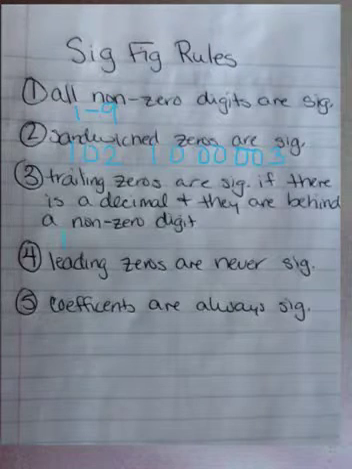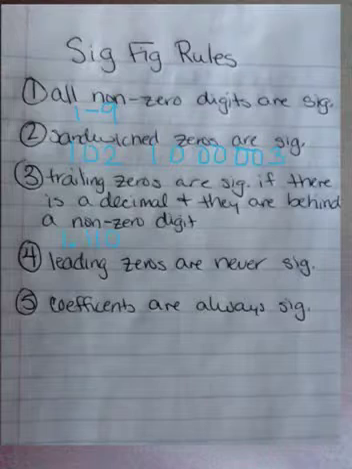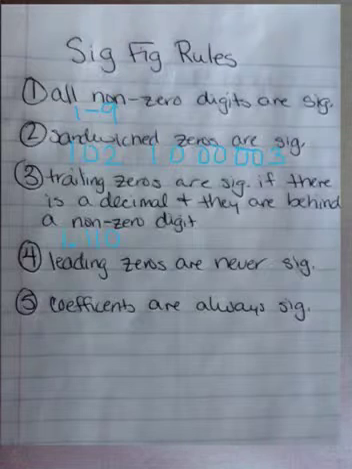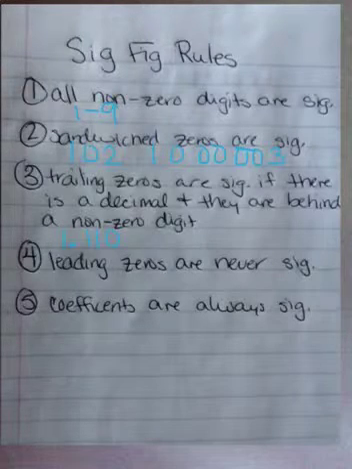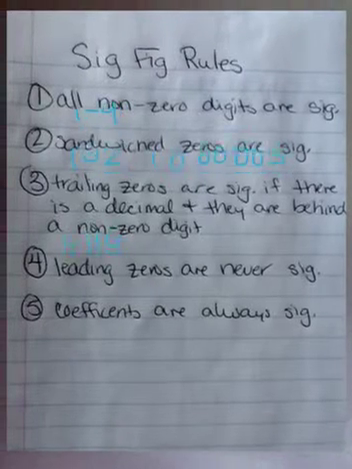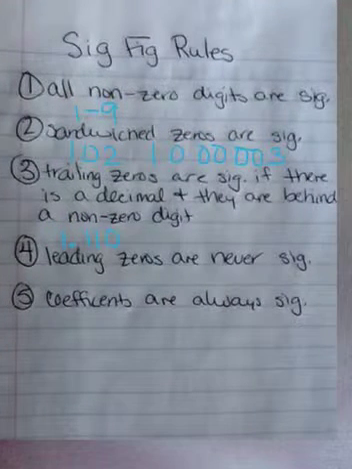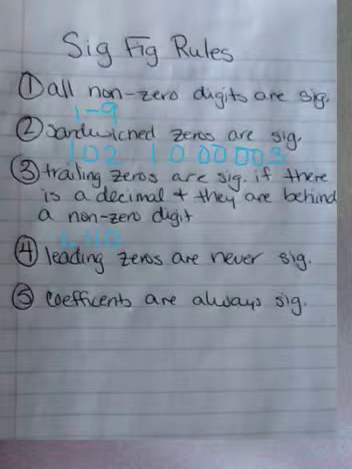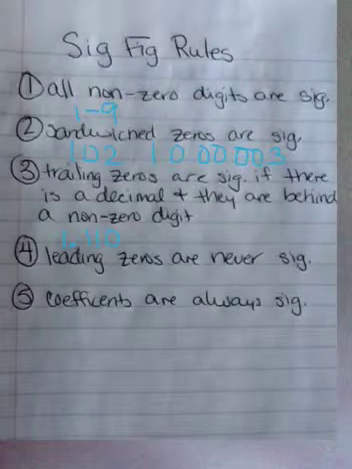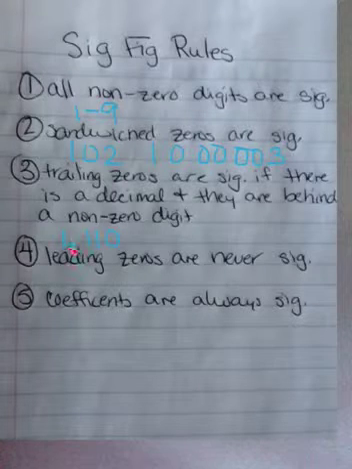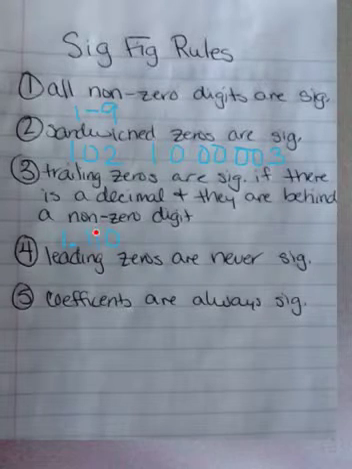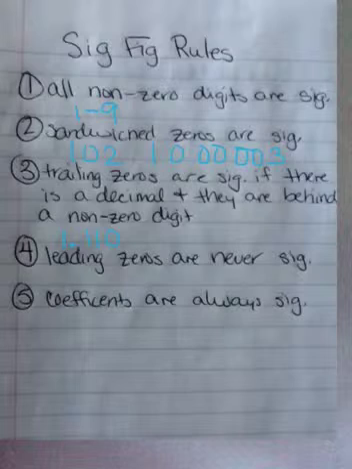You can have this number. In this number, we have 1 sig fig, 2 sig figs, 3 sig figs, and then we look at this last one. Is there a decimal? Yes, there's a decimal right here. Is this 0 behind a non-zero digit? Right there. Now, here's another number to look at.